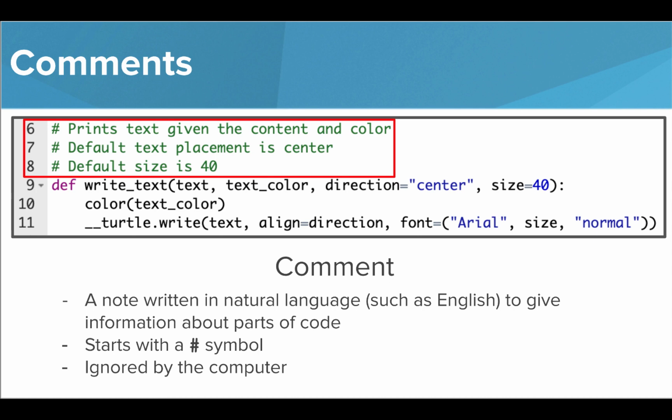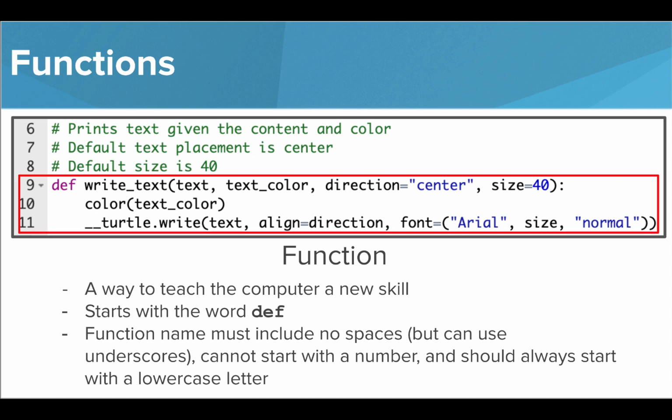They describe the code so that someone reading through it will understand what is happening or why you made a certain decision. To write a comment, simply type a hash symbol and then write your information next to it in your natural language. If the text turns green, you've done it correctly, and anything you write will be ignored by the computer. Lines 8 through 10 are defining a new function.